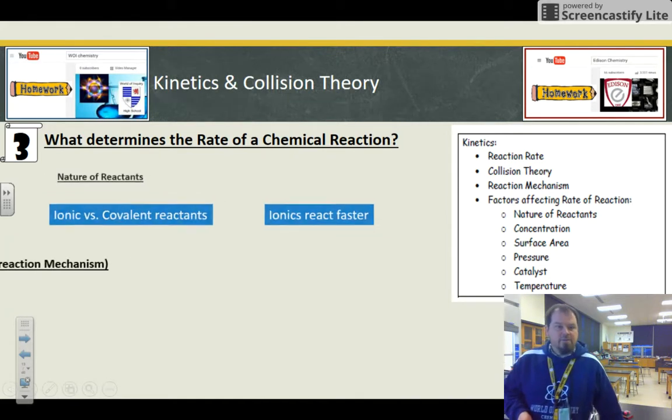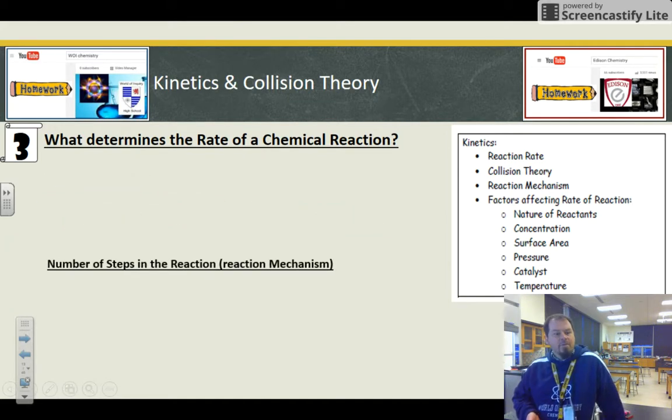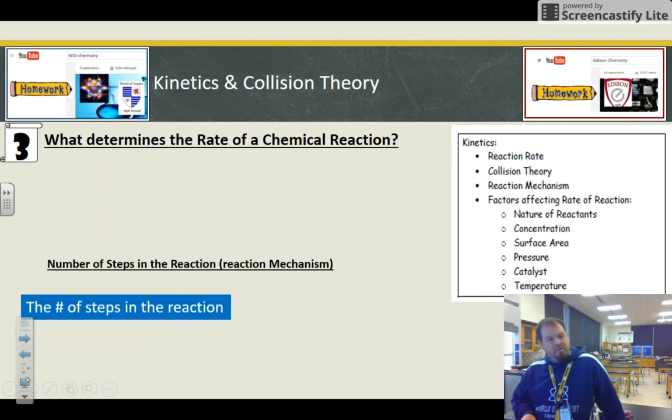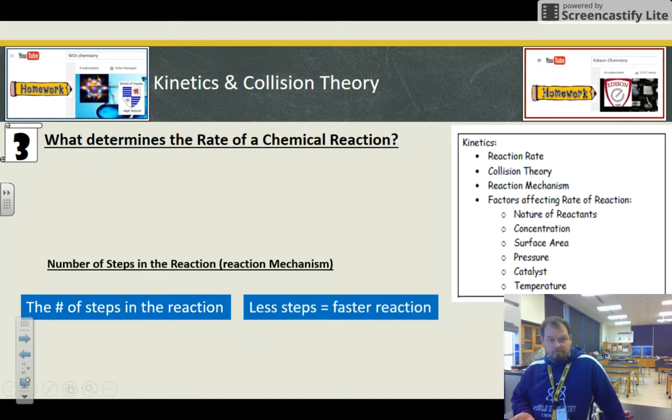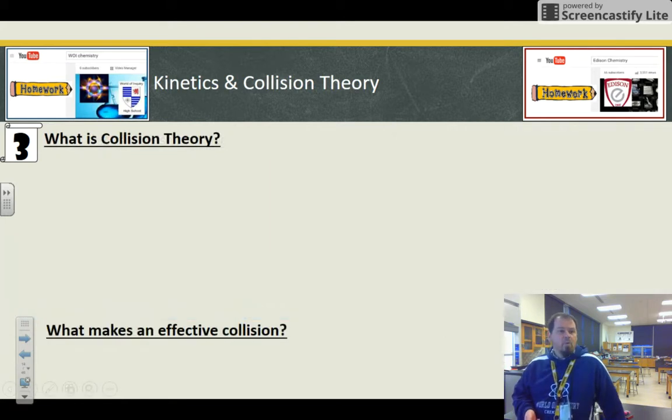So how do I make it go faster? Use an ionic. Okay, the number of steps in the reaction is what we term as the reaction mechanism. So the number of steps in the reaction, less steps, faster reaction. That's something we can't really manipulate. That has to do with what the chemicals are. But it'll help me know, is it a fast reaction or a slow reaction? And that's honestly more of a college level type stuff. We're not going to get too much into reaction mechanisms. I just want you to, as a chemistry student, know that they exist. Cool?